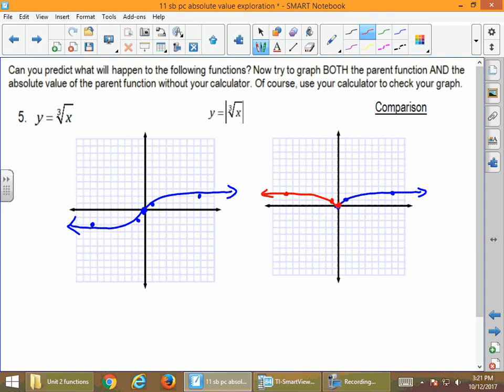What I'd like you to do for the remainder of the time is to continue to work on these functions. Try them without your calculator.